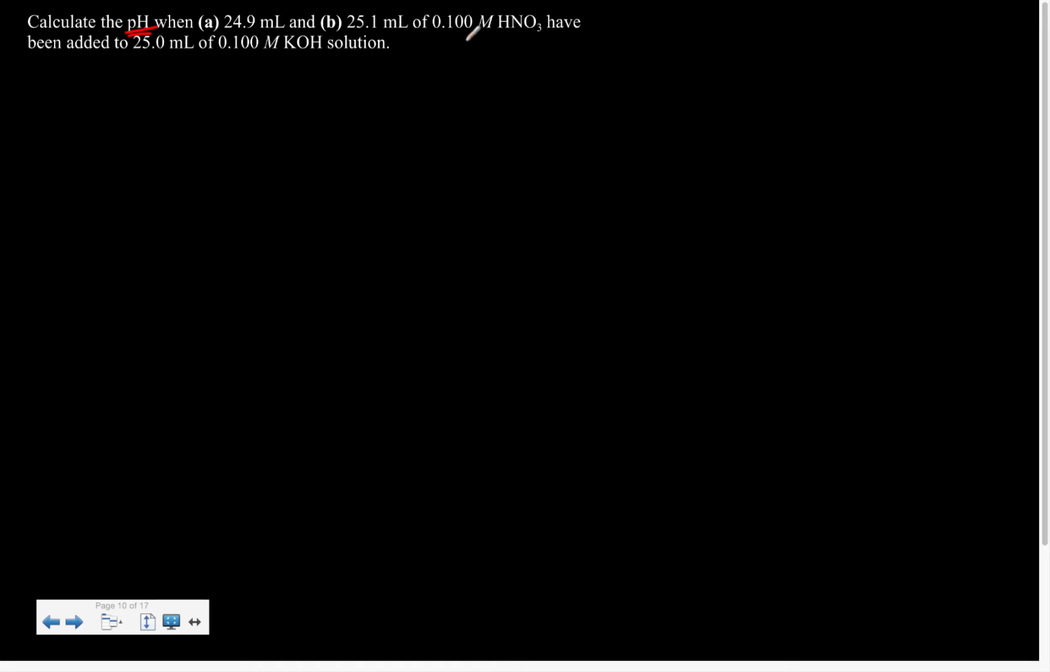Okay, so we're going to solve for the pH when we take some HNO3 and add it to a solution of potassium hydroxide. So obviously first we'll write our equation. And then we need to think about what we're going to do, right? So solving for scenario A, where we have 24.9 mils of 0.1 molar nitric acid and 25 mils of 0.1 molar KOH.